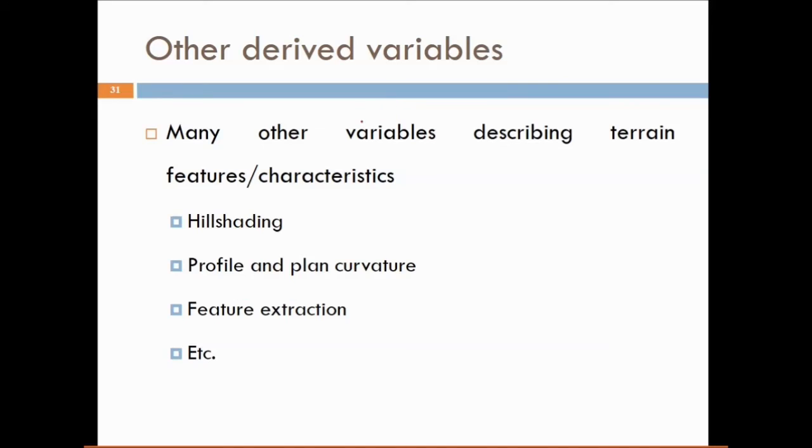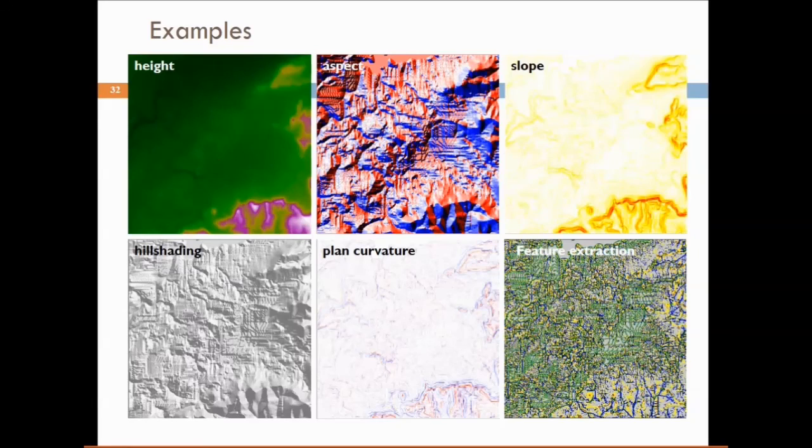Now, many other variables describing terrain features and characteristics can be used: hill shading, profile and plan curvature, feature extraction, etc. So these are the examples. We have computed height, aspect, slope, hill shading, plan curvature, and feature extraction.